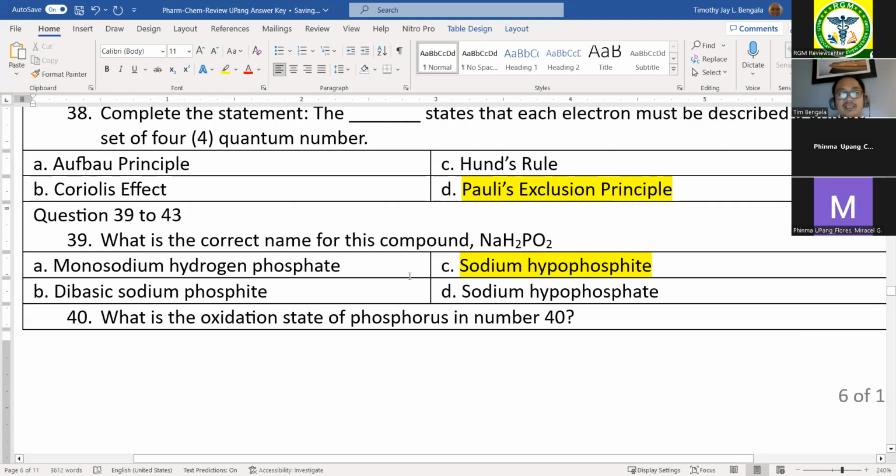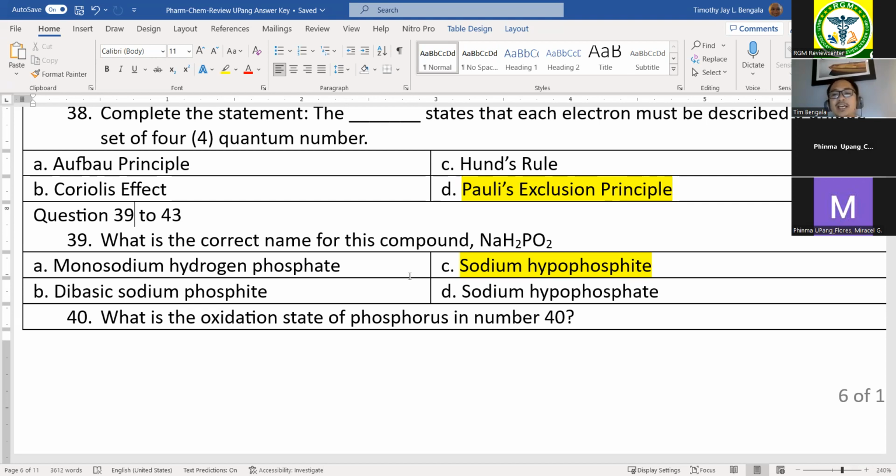So what is the correct name for this compound? Okay. So it is not phosphate. Hopefully you noticed that it is not phosphate. For phosphorus, you have phosphoric acid. Then there is phosphorus, then hypophosphorus. So that is the naming convention.